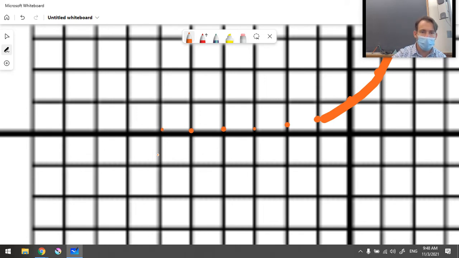Will this ever touch the x-axis? No, the x-axis is an asymptote. It gets infinitely close to the x-axis, but it is not touching the x-axis through there.